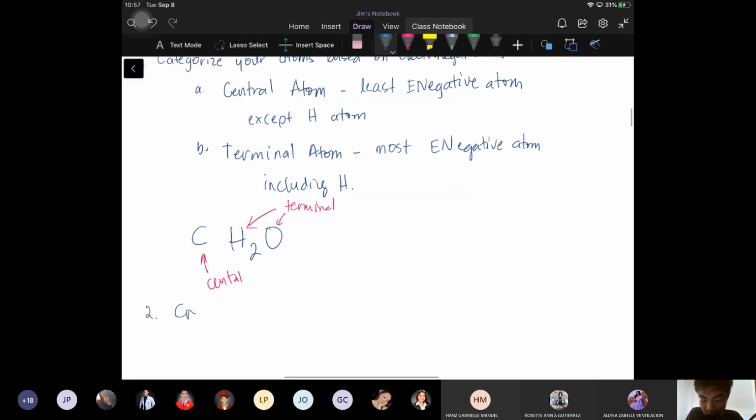Ano gagawin mo doon? Create the skeleton. So, how do you create the skeleton of your structure? Ganito lang. You arrange your atoms, no? Wherein your central atom is in the middle, nasa gitna yung central atom, and your terminal atoms will be located around the central atom. H, O, H. Ganyan. So yan, ipapalibot mo yung terminal atom sa central atom. Ideally, sa 4 directions. Sa taas, sa baba, sa left, and sa right side.